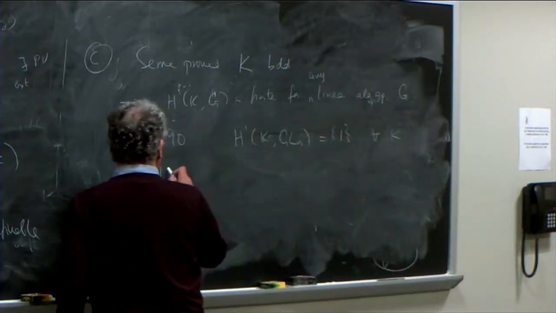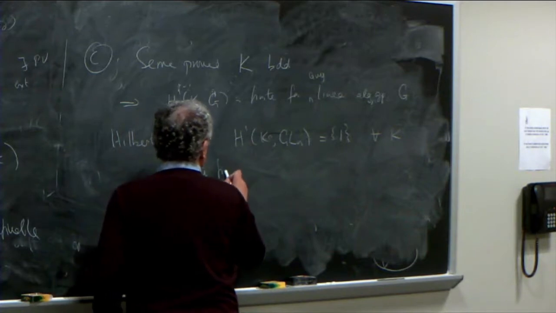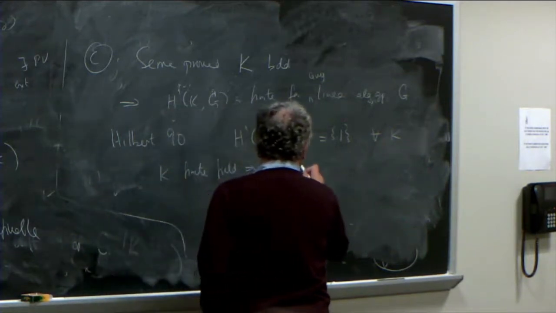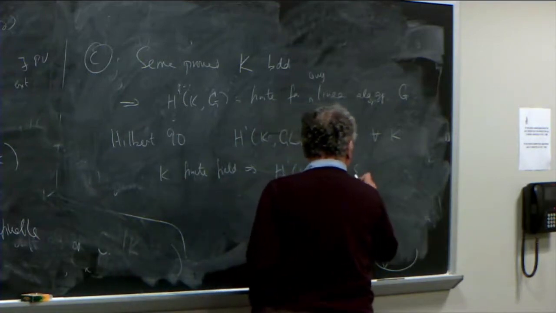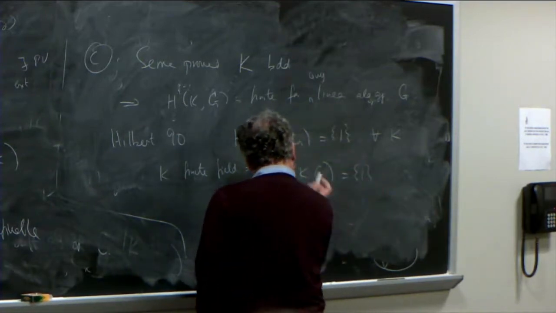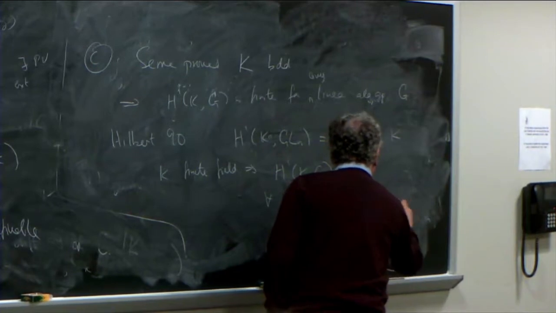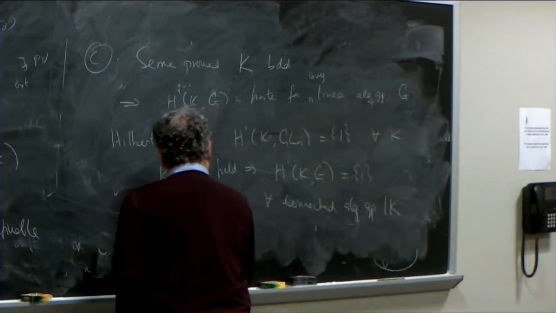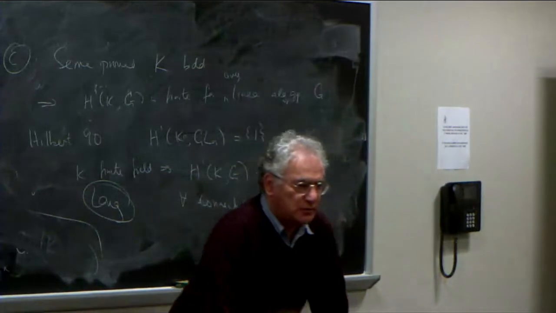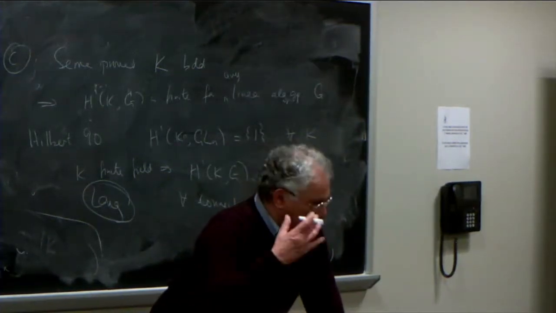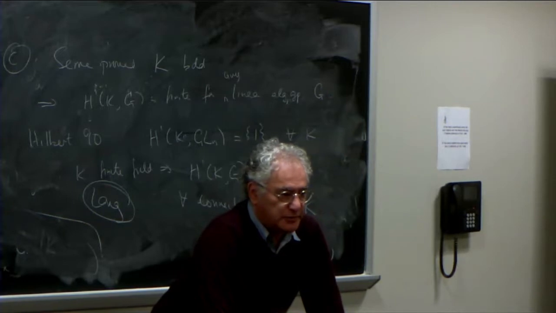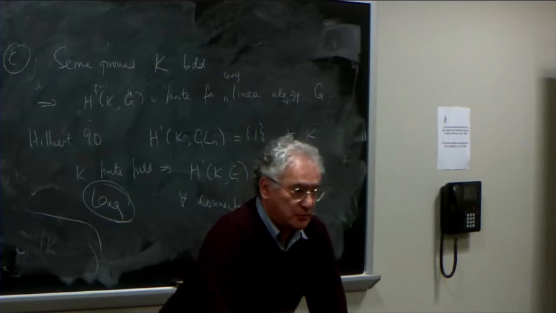And other things: K a finite field implies H1(K, G) is trivial for any connected algebraic group. This is Lang's theorem. On the use of Galois cohomology in algebraic groups, there's a big book by the Russian authors Platonov and Rapinchuk, which is largely about the use of Galois cohomology in algebraic groups over non-algebraically closed fields.